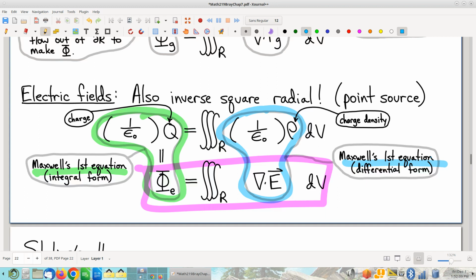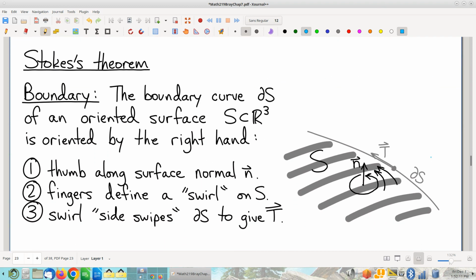Okay. All right, a little bit of physics there. Okay, so that's our first cut at Gauss's divergence theorem.